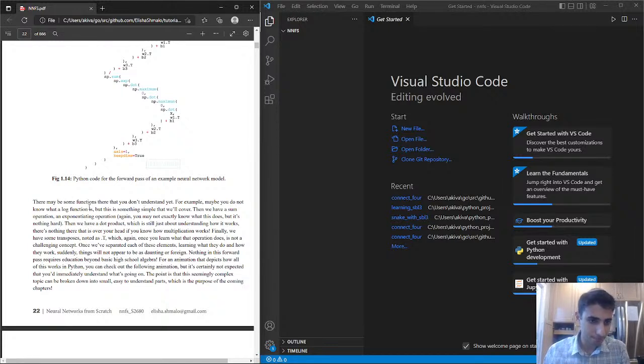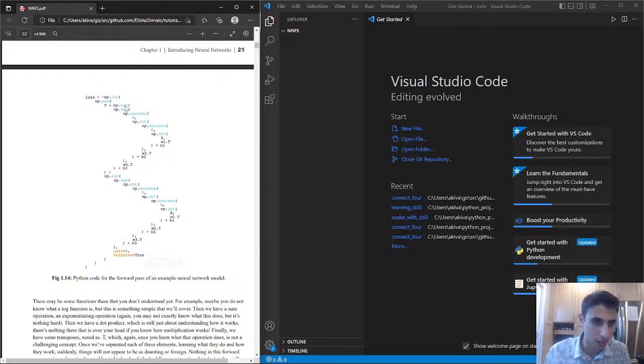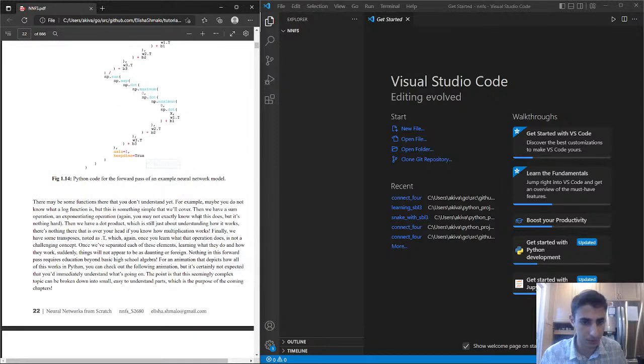Okay. There may be some functions here that you don't understand yet. For example, maybe you don't know what a log function is, but this is something simple that we'll cover. Excellent. Then we have the sum operation, an exponentiation operation. Again, you may not know what exactly this does. Which one is he talking about here? Here, np.exp, that exp. Then we have a dot product, which is still just about understanding how it works. There's nothing there that's over your head. You'll be able to understand all of this. It's actually kind of easy.